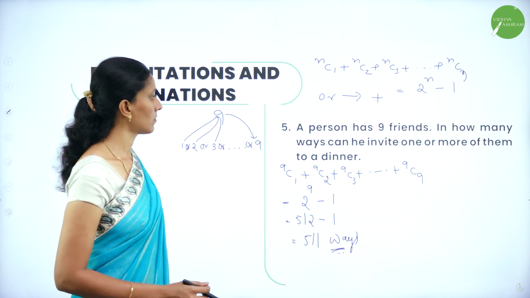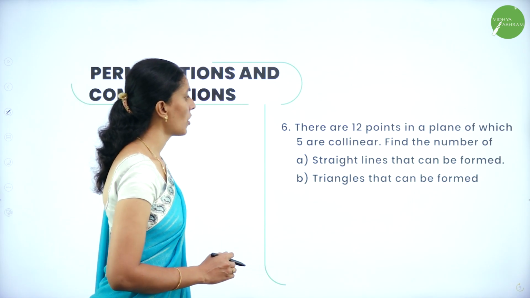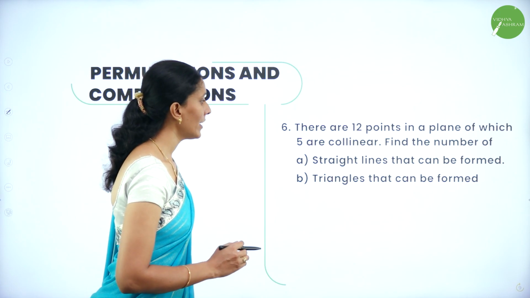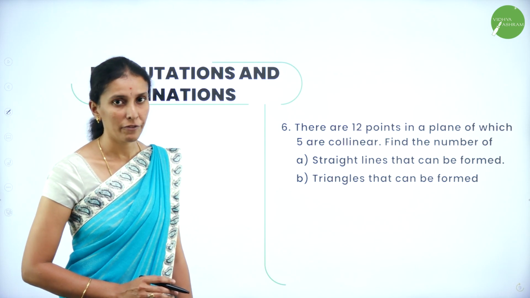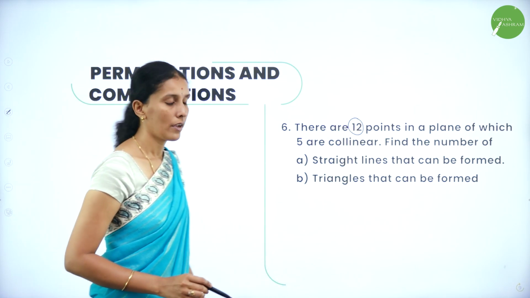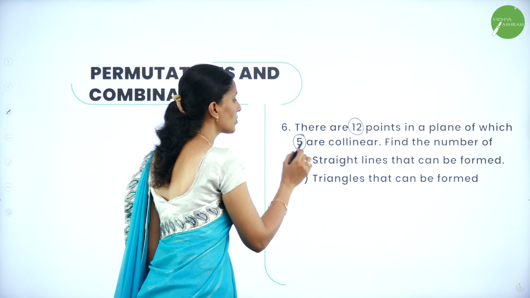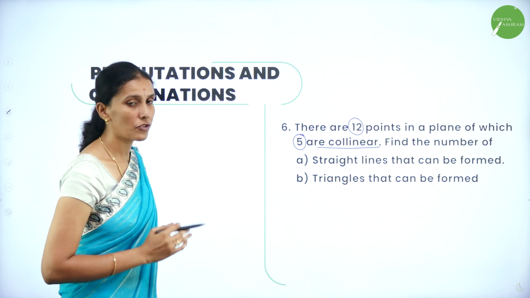Next question. There are 12 points in a plane, of which 5 are collinear. Find the number of straight lines that can be formed and triangles that can be formed. Here in total we have 12 points, and we have 5 points which are collinear. So the formula differs here for straight line and triangle.